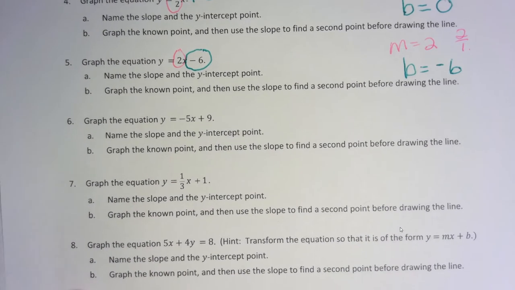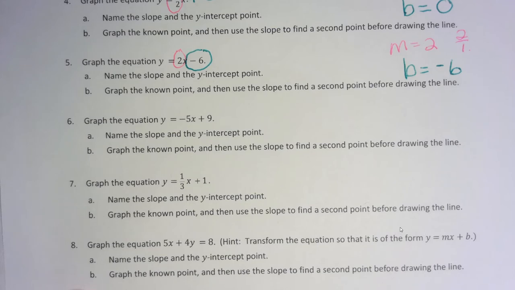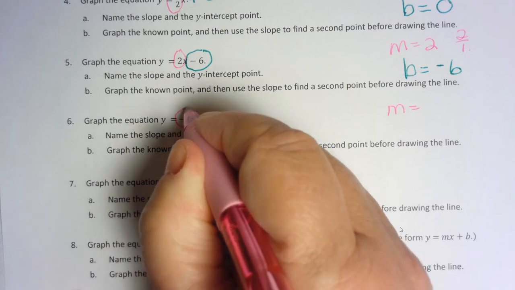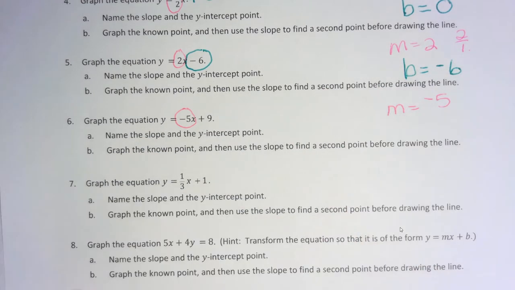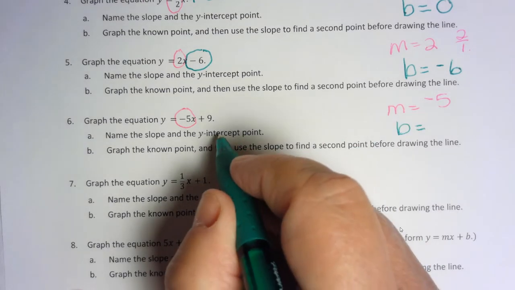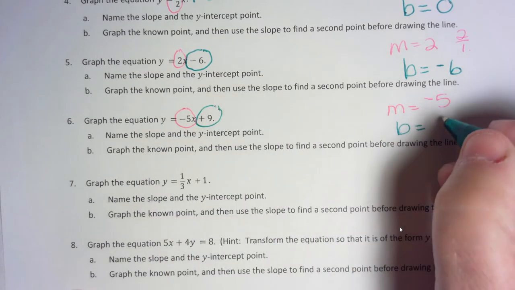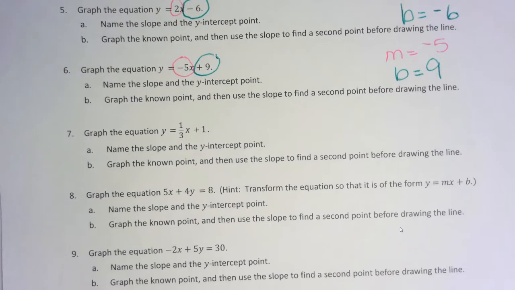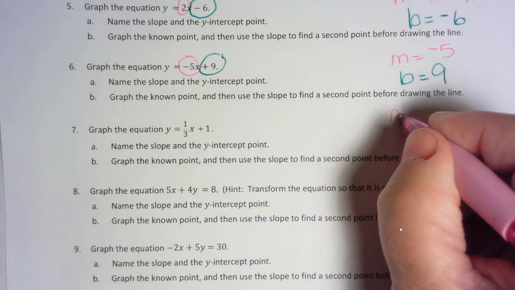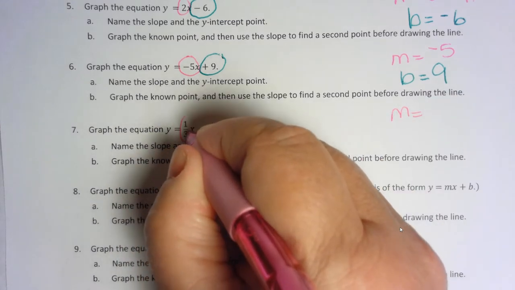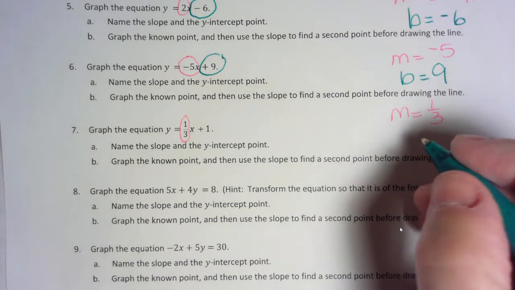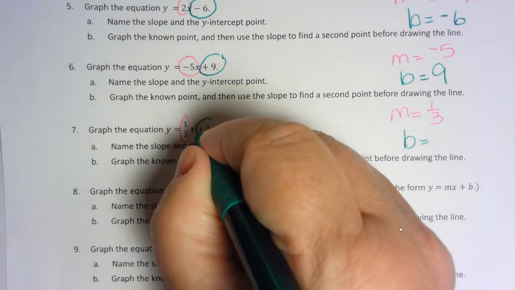Number 6. What is our slope? What is m for 6? -5. And what is b? What is our y-intercept? +9. Number 7. What is m? 1/3. And what is b? +1.